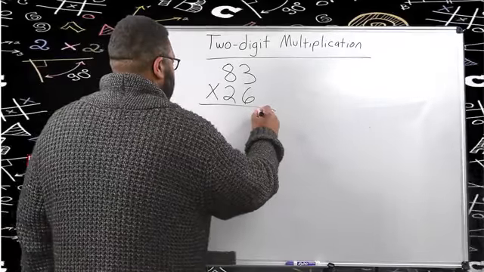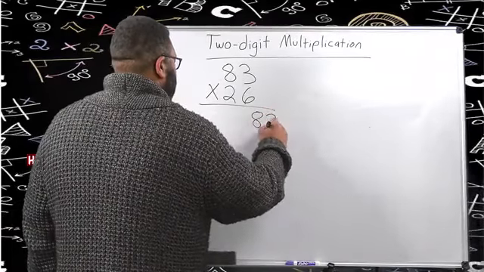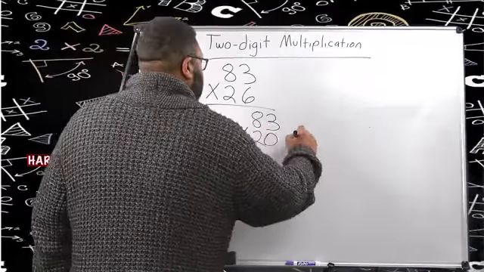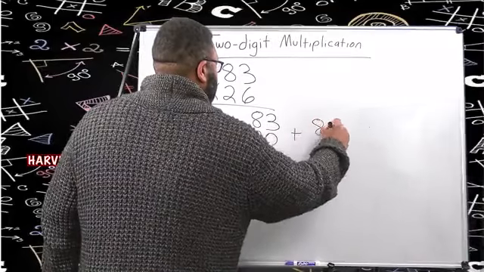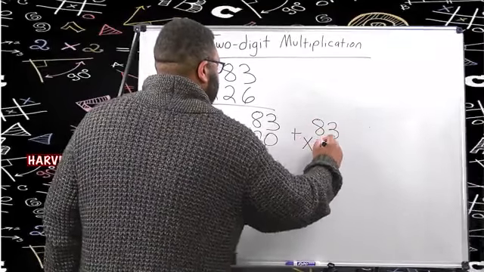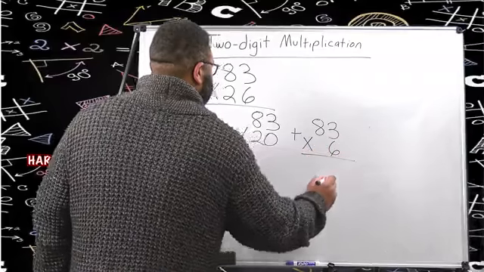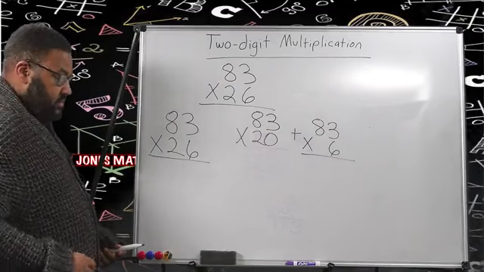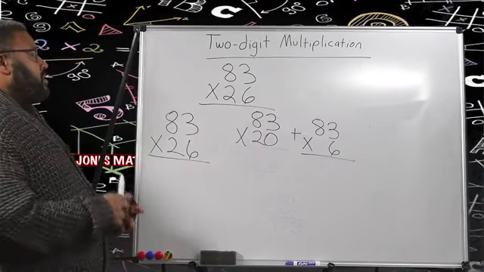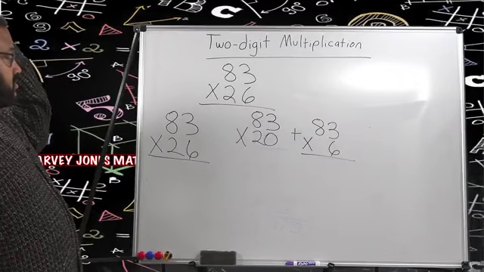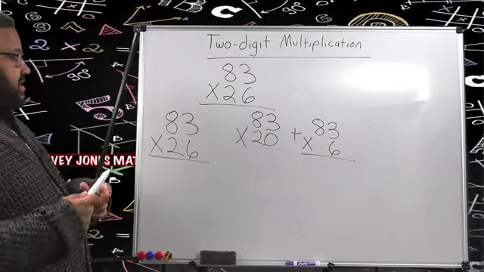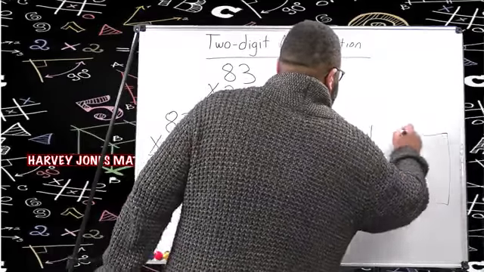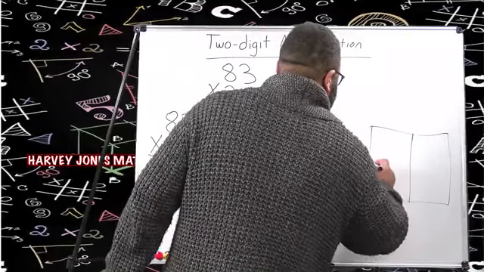Okay, we'll come here again. 83 times 20 plus 83 times 6. And then the last one I'm going to do, set it up like this, in my Bojangles Big Box.